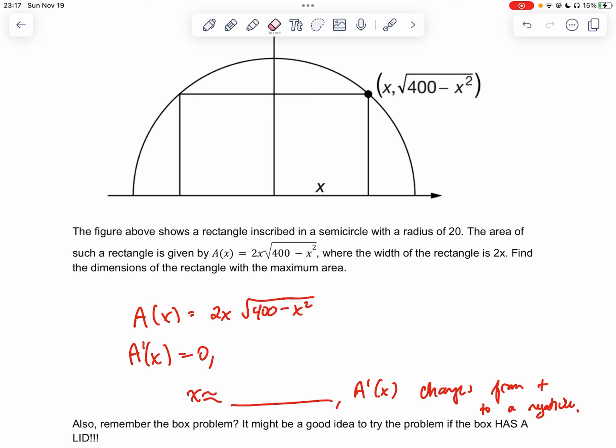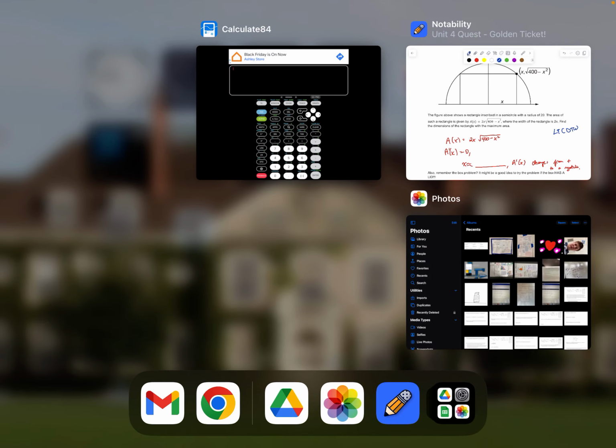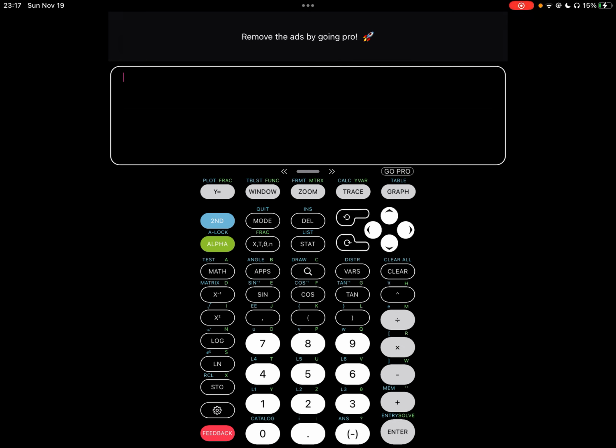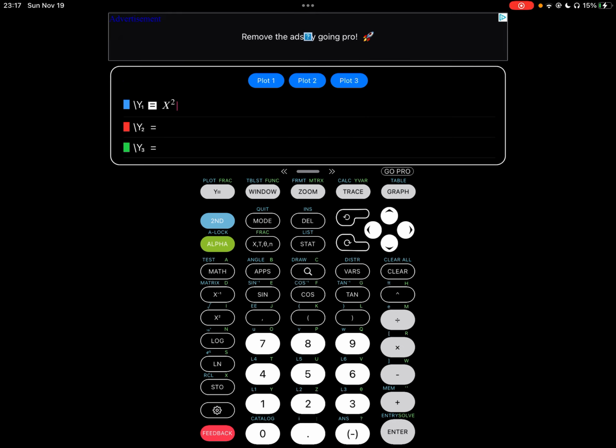Now, there's two ways to go about this. You can take the product rule and do the derivative by hand, or you could LTC DTW, let the calculator do the work. And here's what I'm talking about. Let's go here, and what I'm going to do is go to Y equals. Now I'm going to enter the first equation that I gave myself, 2x times the square root of 400 minus x squared.